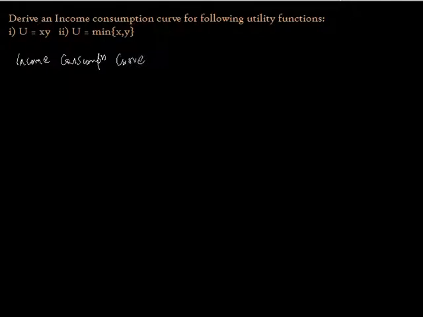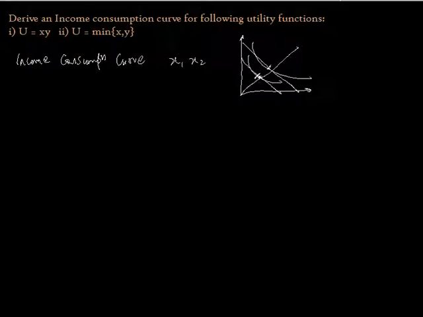Now remember this, that the income consumption curve is also drawn in x1 x2 space. I'll just draw this for you. This is a budget line, this is an indifference curve, this is an equilibrium. Another budget line because income changes, another indifference curve, this is an equilibrium, and this becomes your income consumption curve. And remember, this is in x1 x2 space, this is not in price space. So prices are held constant out here.